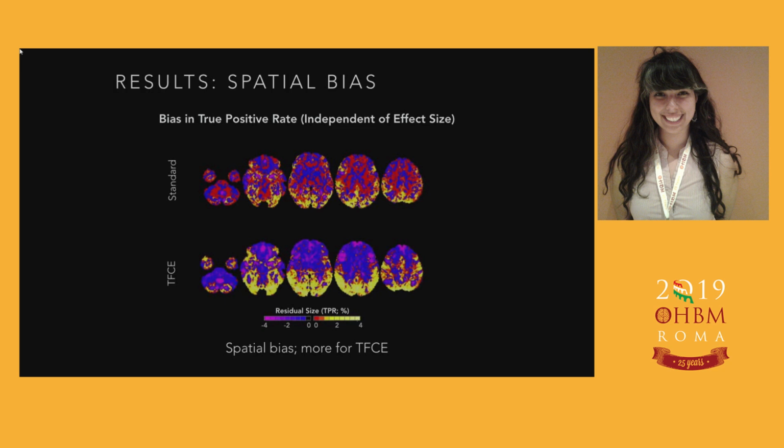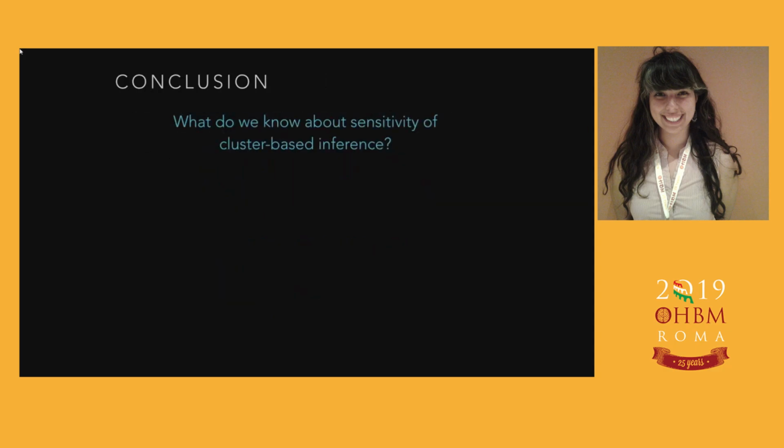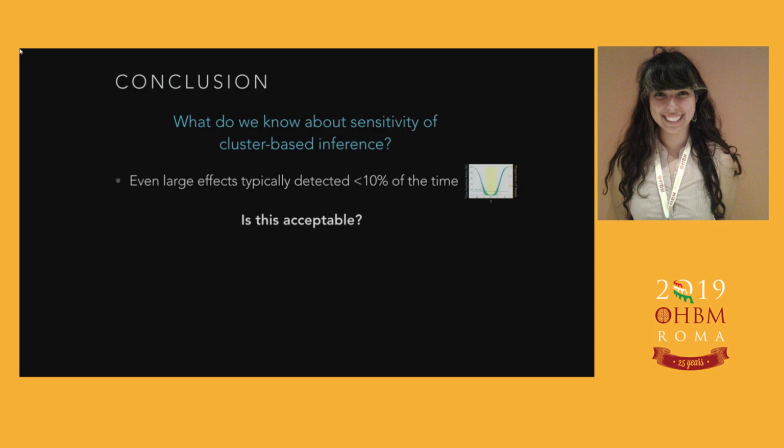All right, so in conclusion, what have we learned about the sensitivity of cluster-based inference? We find that even large effects that would be detected 96% of the time are typically detected less than 10% of the time after we do a correction in this way. And I'm just wondering whether this is acceptable or whether we should begin to revise our practices. This is important because most effects in the ground truth data set, with some caveats that this is an estimation from 480, not millions of subjects, but 480 subjects, are less than large. And we also find a spatial bias in the true positive rate.